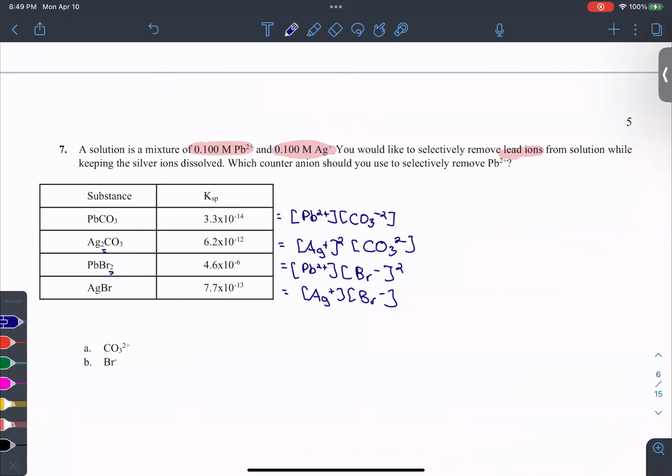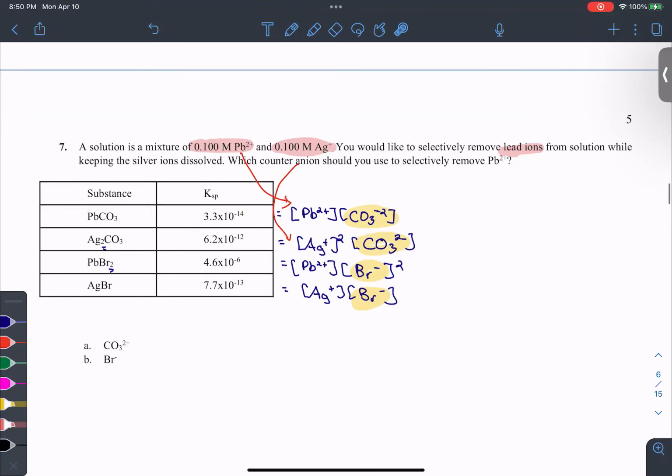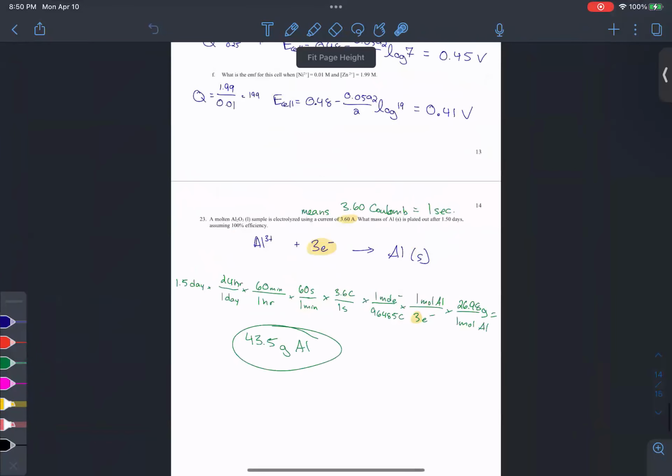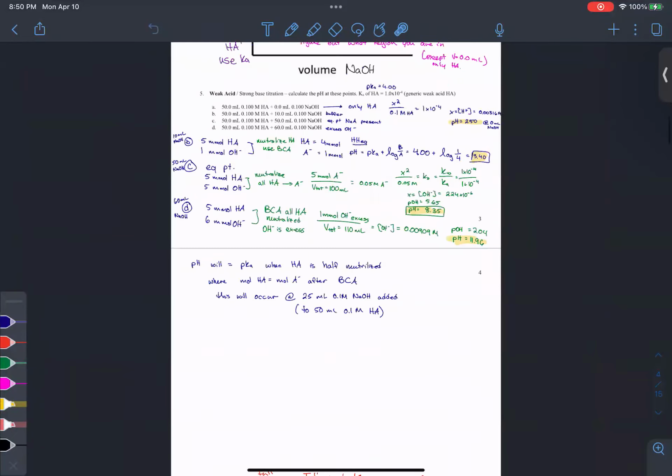So how does that help me? We have a solution that already has a set amount of lead and silver present. So we can just plug those numbers into these equations and calculate the necessary concentration of the anion needed to reach the KSP value. When you calculate that, I'm going to bring up my key and just show you, because I don't feel like writing all these values down. Where is it? We've got a lot to get through.